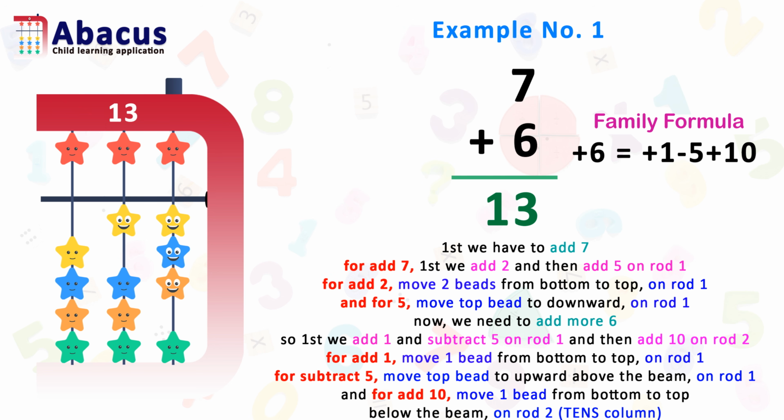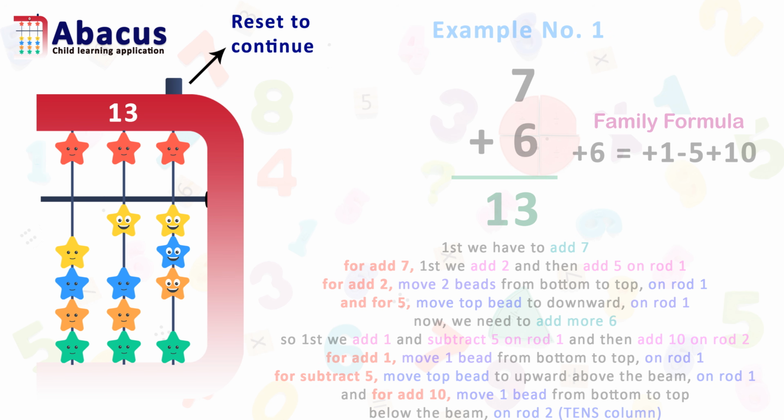Let's summarize to get a better idea. First, we added 2 and 5 on rod 1 for 7. Then for add 6, we use the family formula plus 1 minus 5 plus 10. Here we add 1 and subtract 5 on rod 1 and then add 10 on rod 2. It's so easy, right? Let's go to the next example.